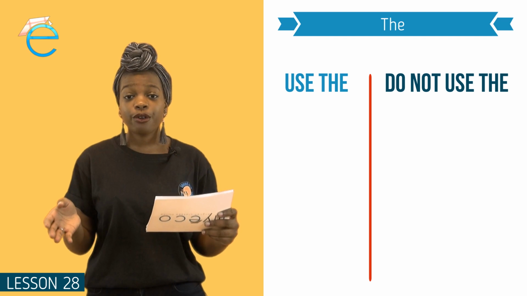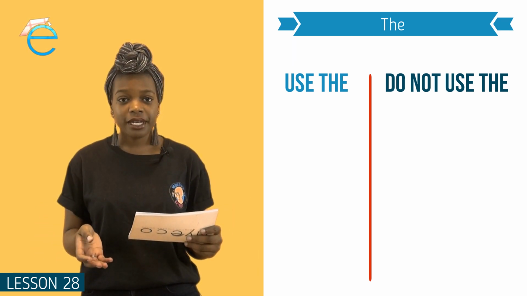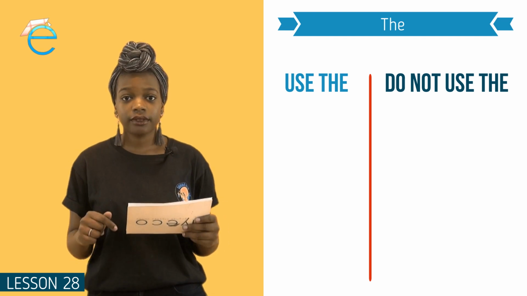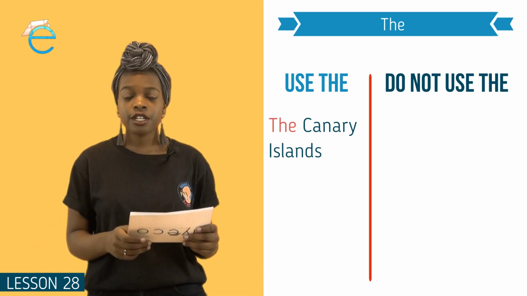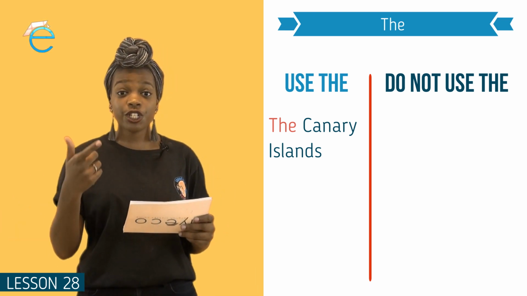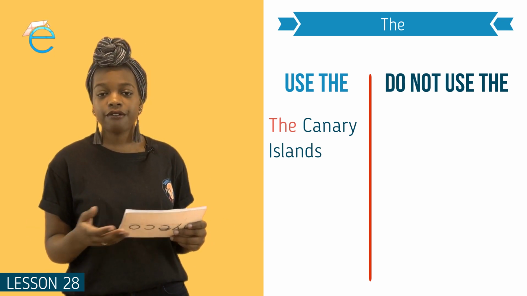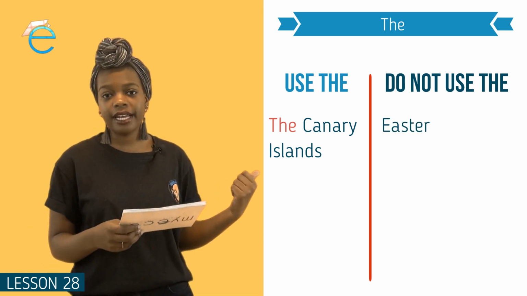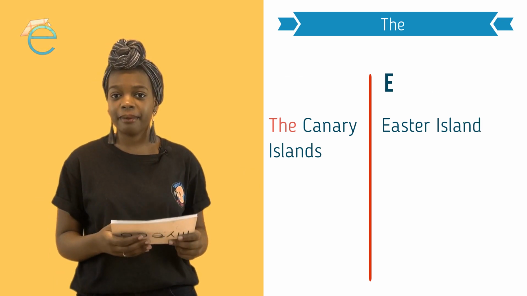Lastly, we have a similar rule for the islands. So if I have many islands that I'm speaking about, such as the Canary Islands, then I'm going to put the article before it to make it the Canary Islands. But if I'm speaking about just one island, then I'm not going to put any article before that. For example, Easter Island. I'm not putting any article there because it's just one island that I'm speaking about.